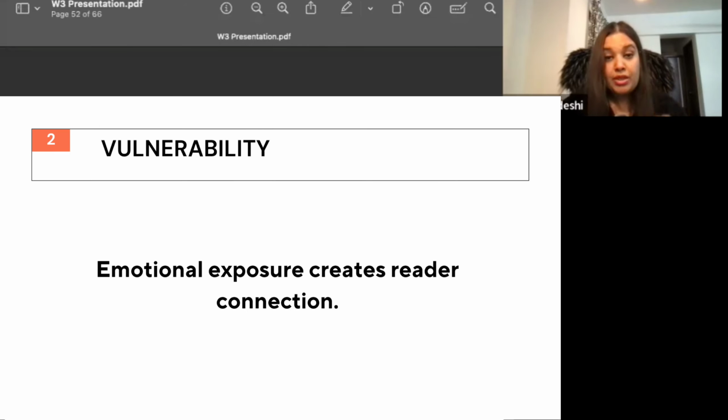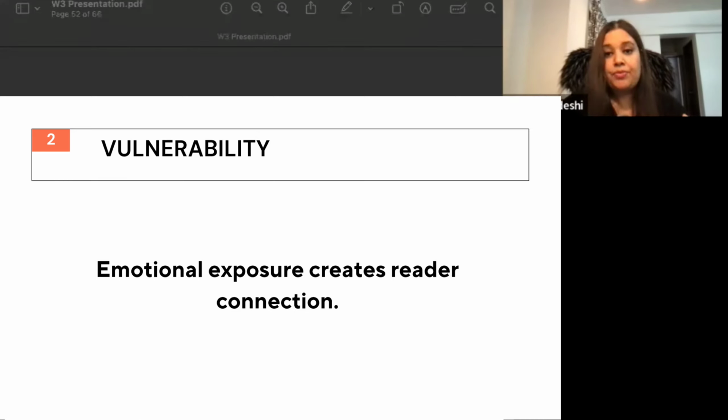Element number 2: vulnerability. Emotional exposure creates reader connection always. Readers emotionally connect when characters reveal something emotionally costly. Not necessarily through speeches or dialogue. Sometimes vulnerability appears through hesitation, awkwardness, failed control, emotional leakage, asking for help, trying not to cry, pretending not to care. Vulnerability creates intimacy between the character and the reader.